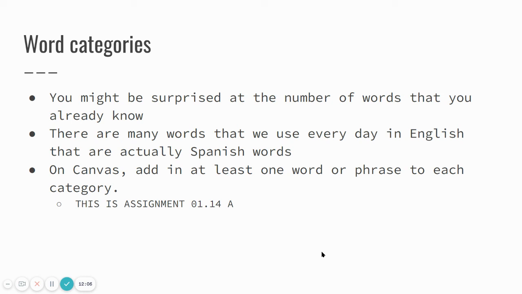So word categories, you might be surprised at the number of words you already know. And there are many words that we use every day in English that are actually Spanish words. So what you're going to do for your first assignment on Canvas, you're going to add in at least one word or phrase to each category. And this is going to be assignment 114A. I give you one word, and that's your jumping off point, your example, and you give at least one more word or phrase to each of those categories.